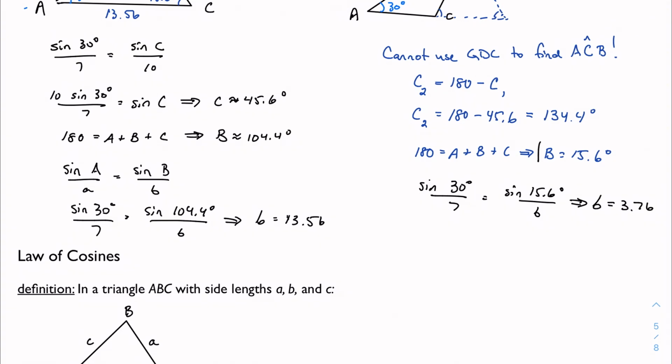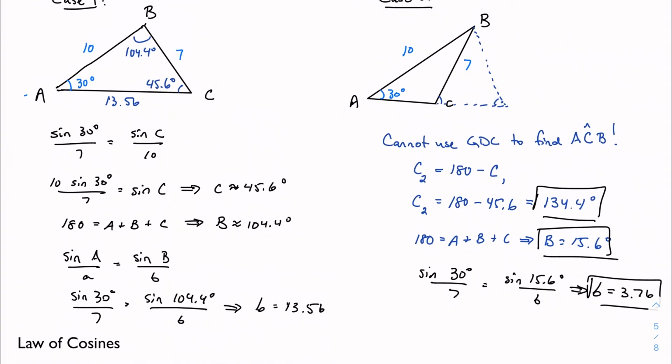So you have to be careful with your ambiguous case, your SSA cases, because you have to consider both cases of how I could possibly draw the triangle. So that's law of sines.